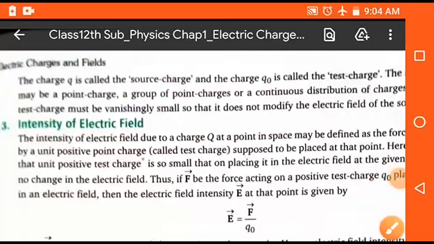Welcome to the physics class, and your first chapter is most important, and the name of this chapter is electric charge and electric field. So students, it is the most important chapter according to your syllabus because in this chapter you will study the basic concept of electric field and direction of electric field and how we can apply the electric field at any point. So the first definition is intensity of electric field.